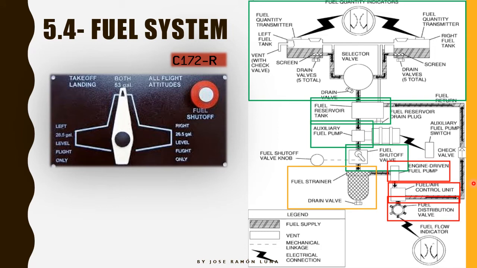After that, it also goes to the fuel distribution valve, and from this valve, it distributes to the different cylinders, right? We have 4 cylinders, and the 4 cylinders are going to get some fuel from this unit. And here's where the fuel flow indicator is going to be connected, so we see exactly how much fuel our engine is actually burning.